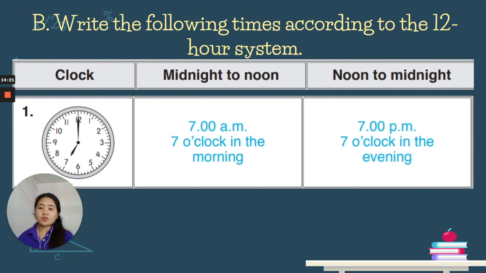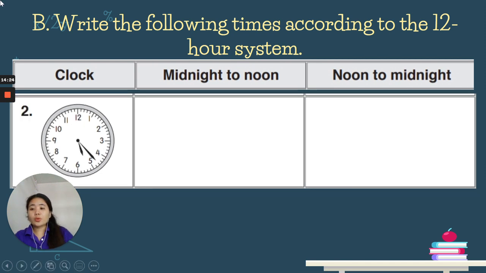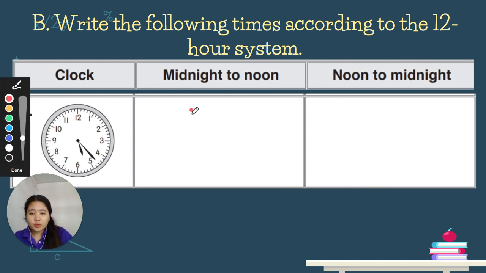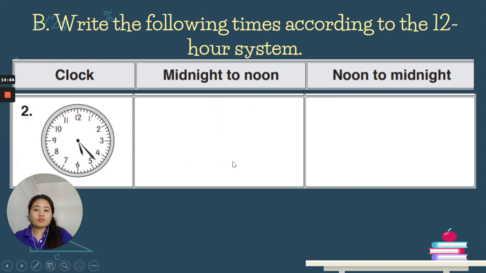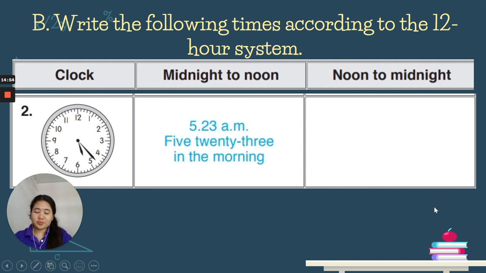Number 2. Let's go to number 2. So let's read. So the hour is 5. So that is 5. Okay, let's write. Then let's count the minutes. 5, 10, 15, 20, 21, 22, 23. So that means it is 5:23. Correct? So the answer for number 2 is 5:23. This is morning, so a.m. In words, that is 5:23 in the morning. Same. 5:23 in the morning.